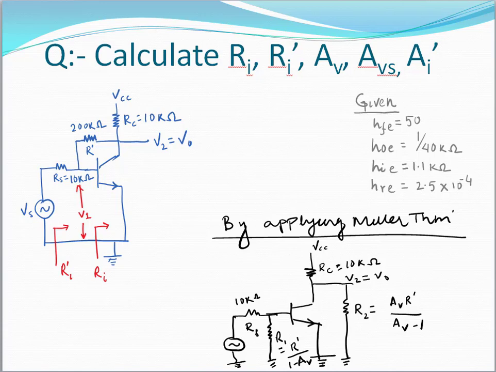Now this circuit can be further broken into the hybrid model. Before that, we will consider one assumption here. What is the assumption? We assume that the AV, that is the gain, is very high, meaning greater than 1. The modulus of AV, the positive value, is very much greater than 1. This is our assumption.